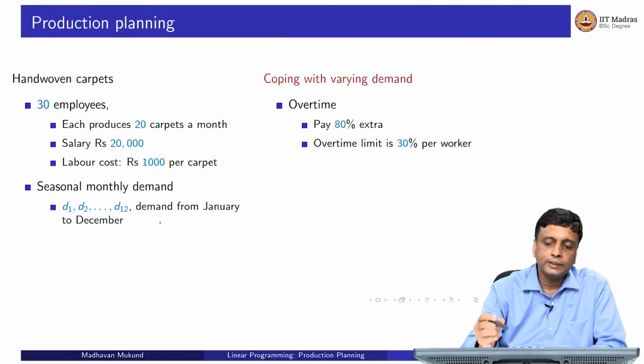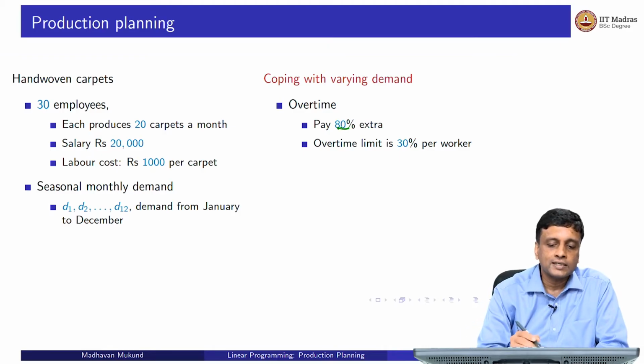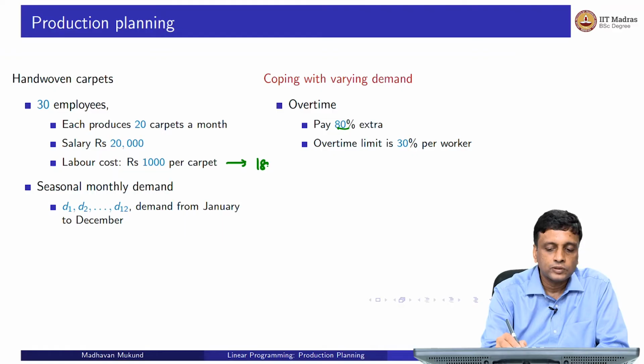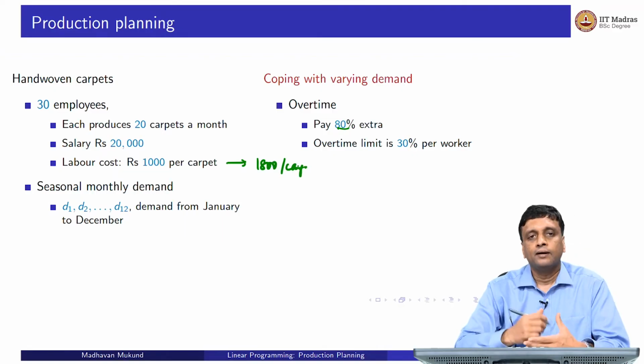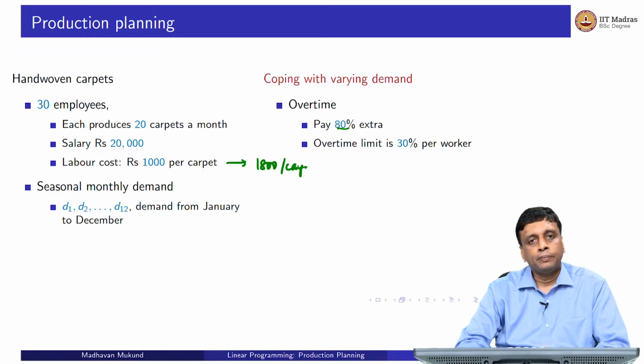and how much more? It is 80% more. So, 80% more translates to the fact that this will become 1,800 per carpet, right. For every new carpet they make beyond their stated target of 20, they will be paid 1,800 rupees rather than 1,000 rupees.